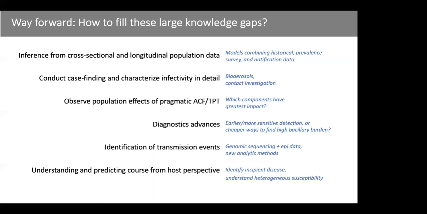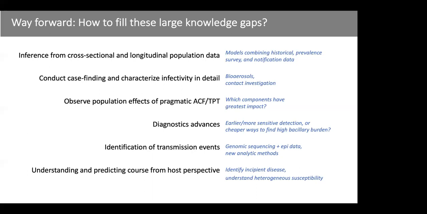There's potential for diagnostic advances to help us move toward better understanding subclinical TB, which could mean earlier or more sensitive detection, being able to detect people when they have very subtle forms of TB and understand better what that looks like. Or, as I was hinting at, in terms of potentially finding the people who are going to be contributing a large amount of infectiousness over a long period of time, it may make sense to invest in cheaper ways to find people with high bacillary burden, but no symptoms.